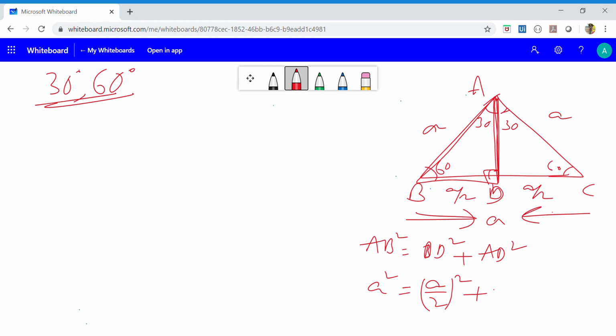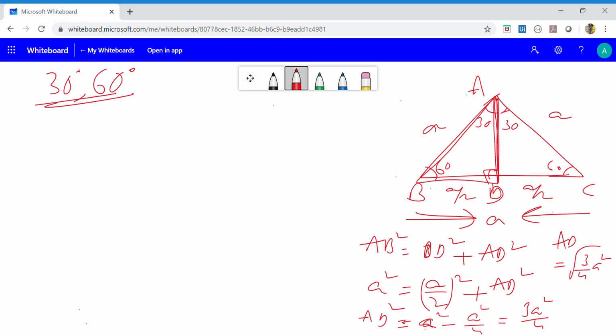Then AD square is equal to a square minus a square by 4. So 4a square minus a square is 3a square by 4. And AD is equal to root of 3a square by 4, which is nothing but root 3 a by 2. So the height is root 3 by 2 a.